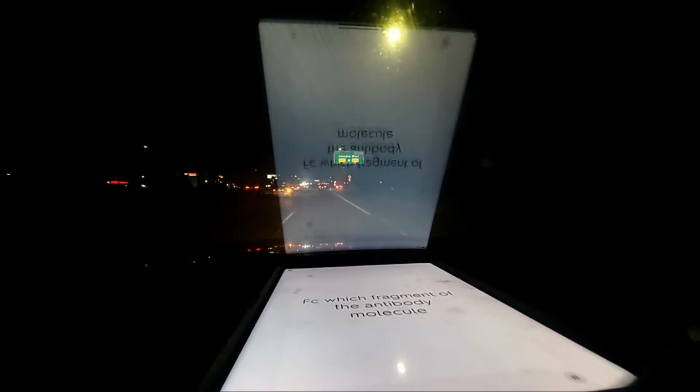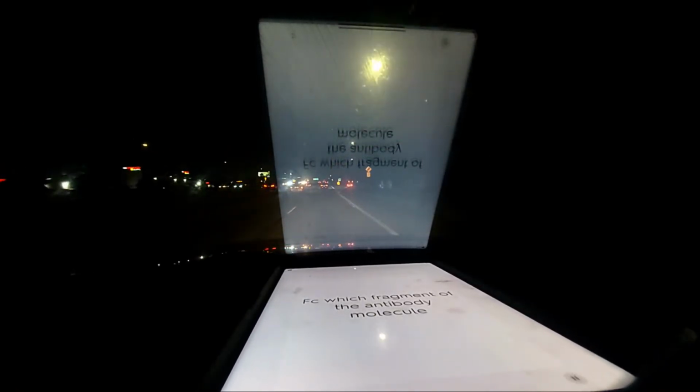What is the function of N-acetyl-L-cysteine? Liquefy mucus and control contaminants. Inactivation of sera for serological tests is performed for what purpose? Destruction of complement. Fc: which fragment of the antibody molecule? Crystallizable.